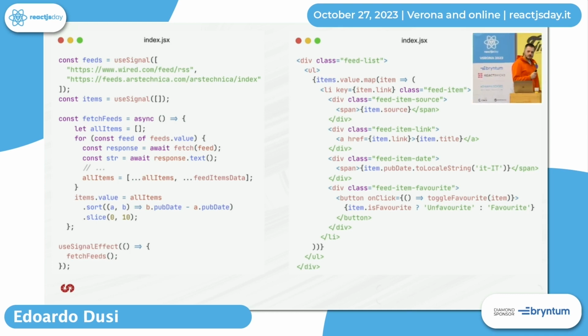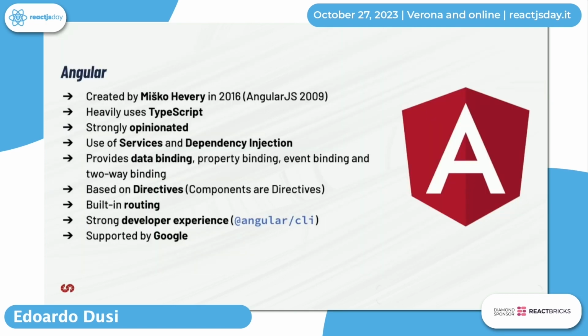I want to talk more about signals using the example that we saw last night. But first, since I want to compare signals to state, but also to another pattern, I want to talk about Angular first. And Angular was created by Miško Hevery, the creator of Qwik, in 2016. Of course, AngularJS in 2009.